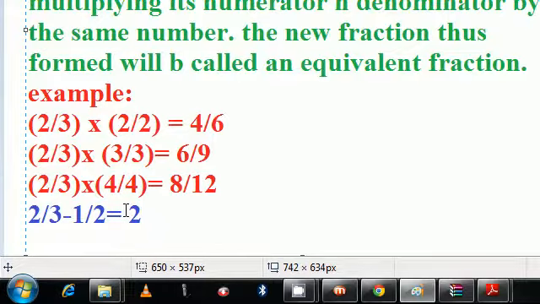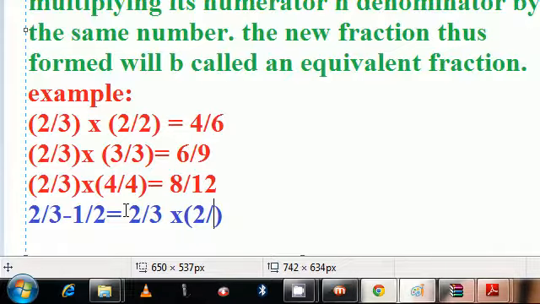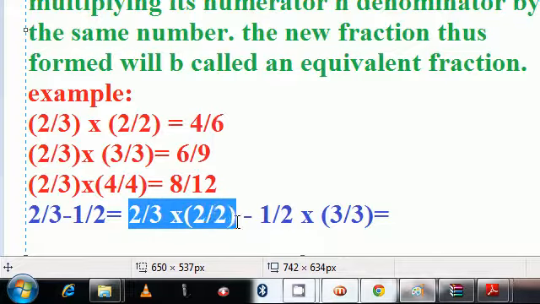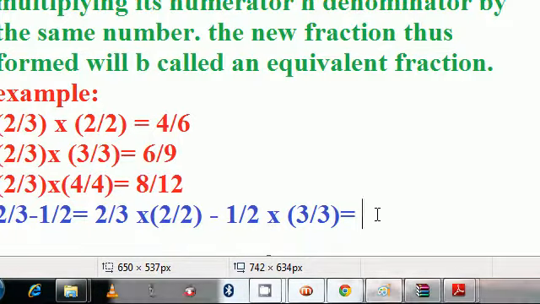So what we will do, 2 by 3, if we multiply it with 2 by 2, we will form an equivalent fraction whose denominator will be 6, minus 1 by 2. Now 1 by 2 has to be converted into an equivalent fraction whose denominator will be 6, so we will multiply it with 3 by 3. So what will be the solution of this expression? 2 multiplied by 2 in the numerator, 3 multiplied by 2 in the denominator. So the answer will be 4 by 6.